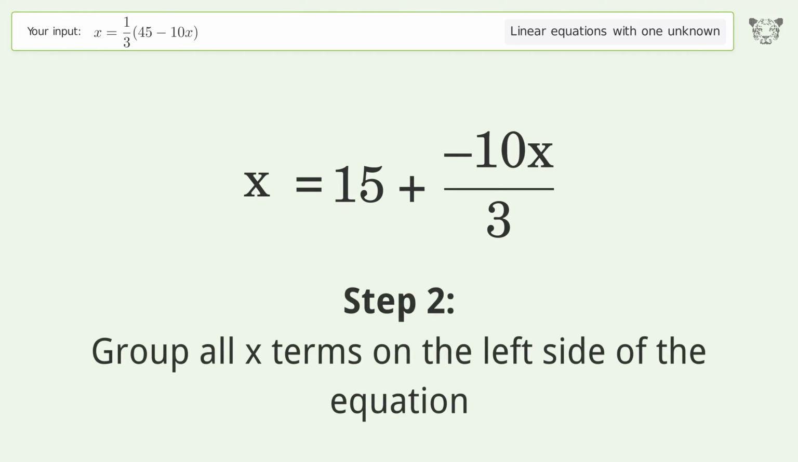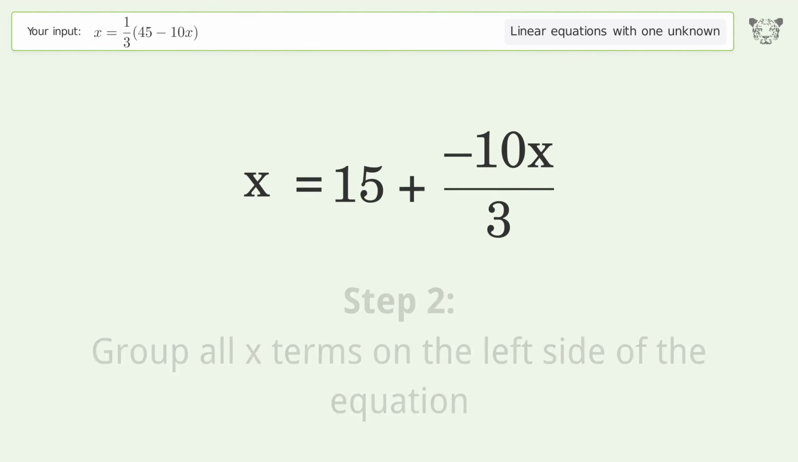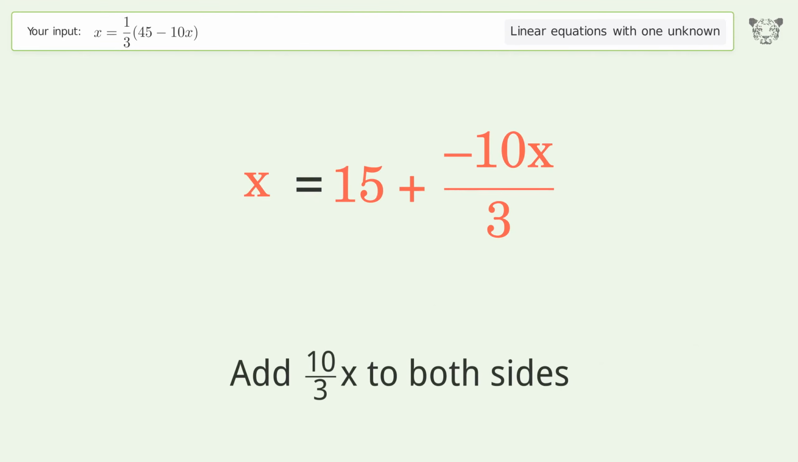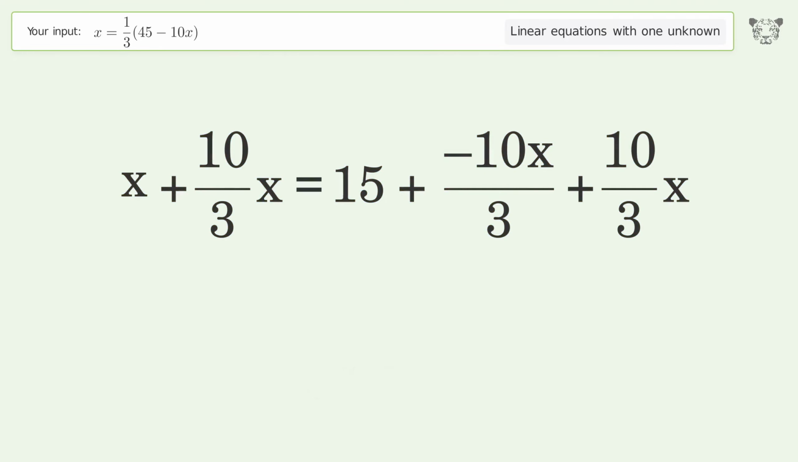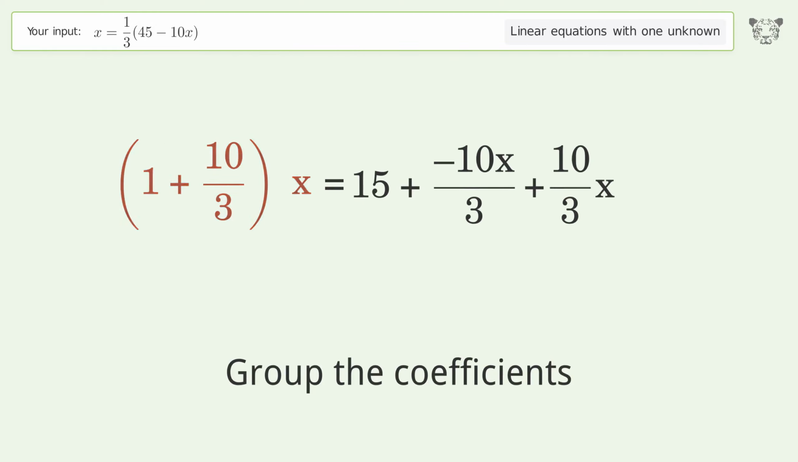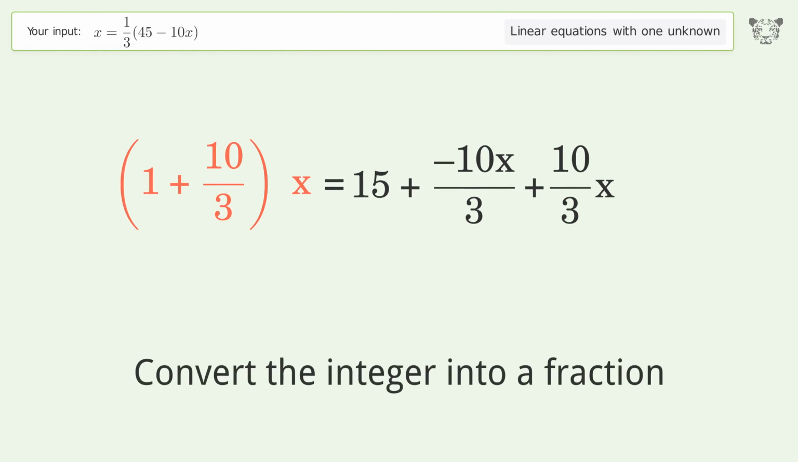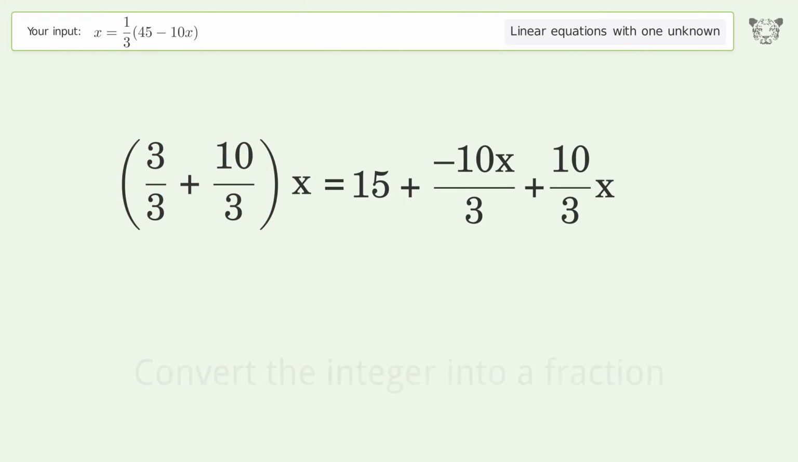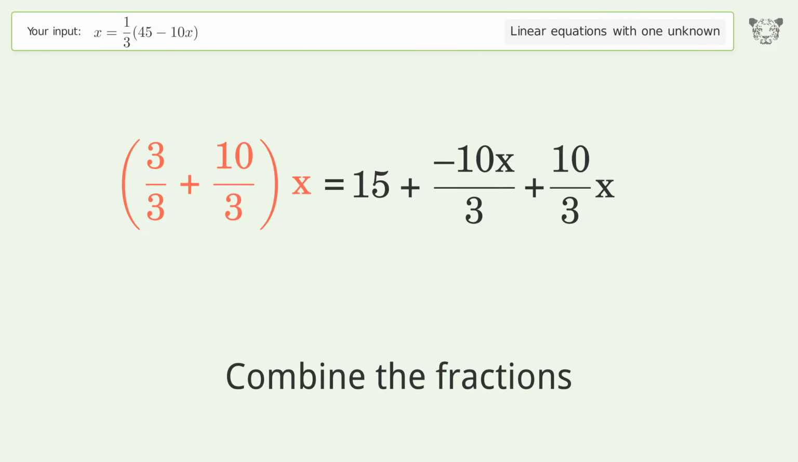Group all x terms on the left side of the equation. Add 10 over 3x to both sides. Group the coefficients. Convert the integer into a fraction. Combine the fractions.